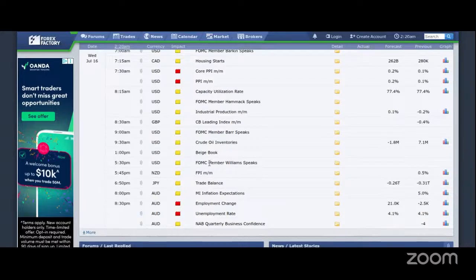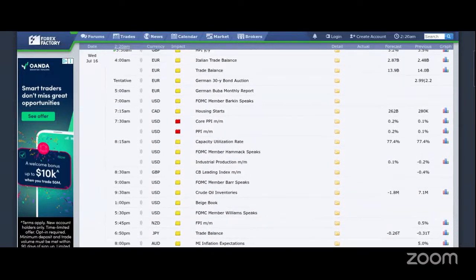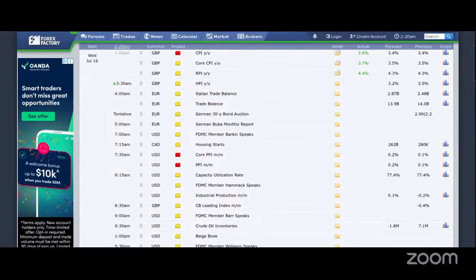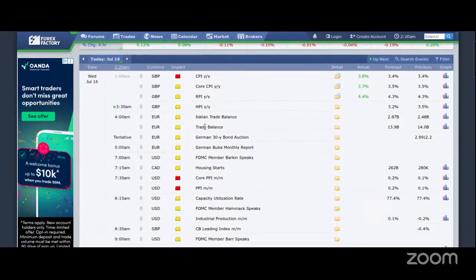It does look like we have comments by several members of the Federal Reserve Board. 4 of them to be exact. We have released the monthly report by the German BUBA, which is their equivalent of the U.S. Federal Reserve.